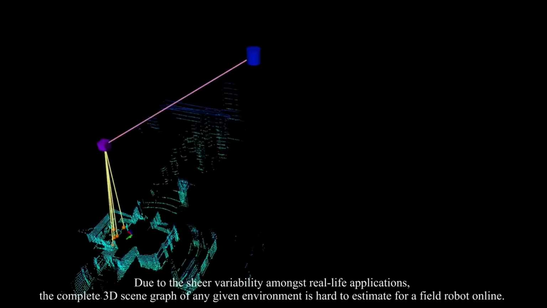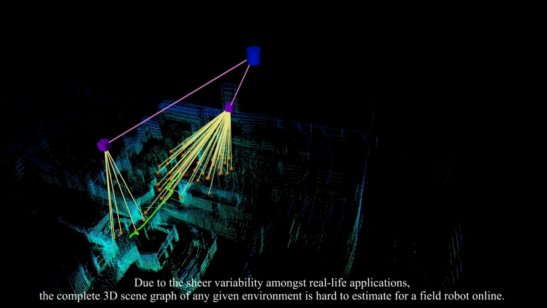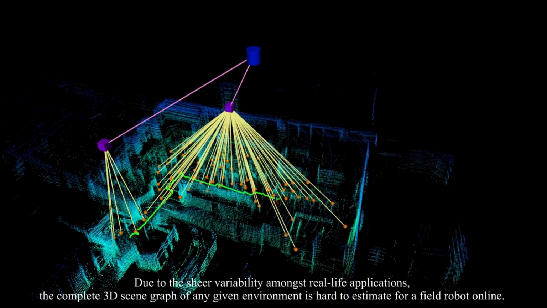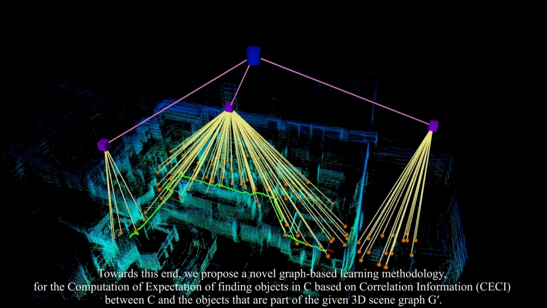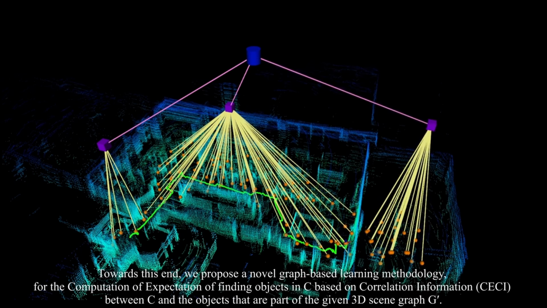Due to the sheer variability amongst real-life applications, the complete 3D scene graph of any given environment is hard to estimate for a field robot online. Towards this end, we propose a novel graph-based learning methodology for the computation of expectation of finding objects in C, based on correlation information between C and the objects that are part of the given 3D scene graph G'.